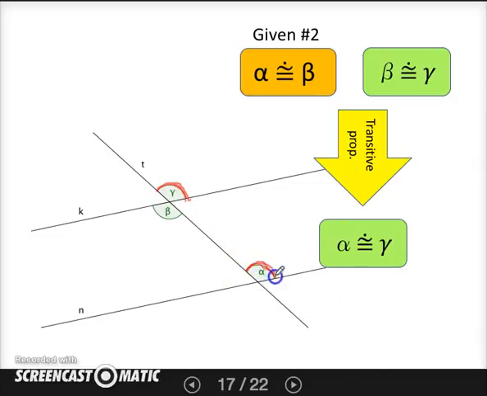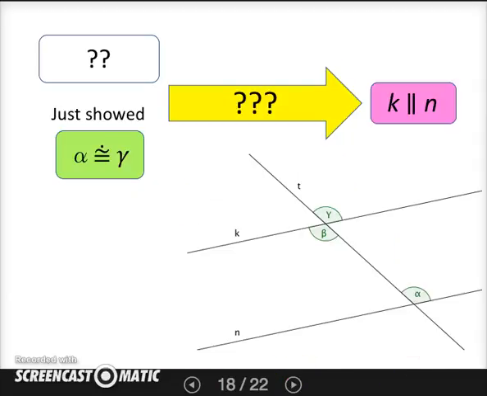What kind of angles are these? That may be looking familiar to you. Okay, we just showed that alpha was congruent to gamma. And let's keep our end goal in mind. Our end goal is that we want to show line K is parallel to line N. What could we combine with the information we just showed? What other claim can we combine with that? And what rule would allow us to make that deduction to show that K is parallel to N? What do you think?